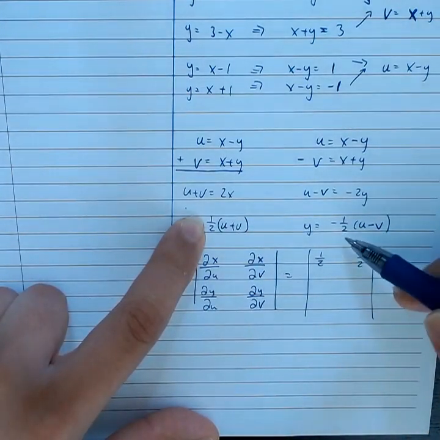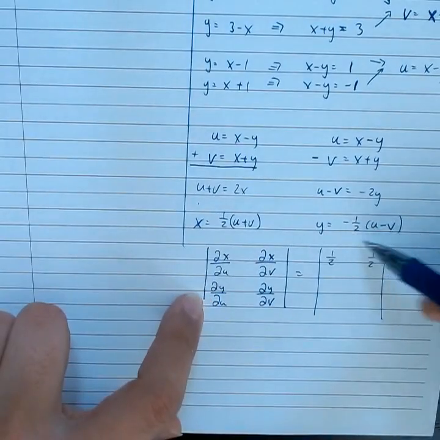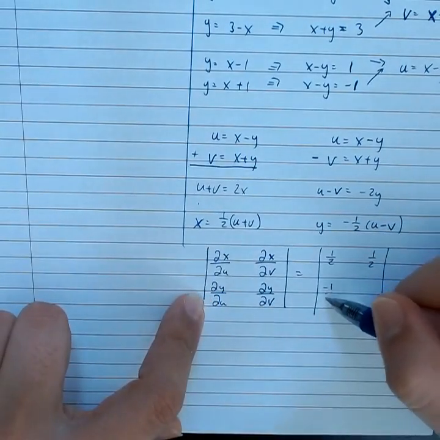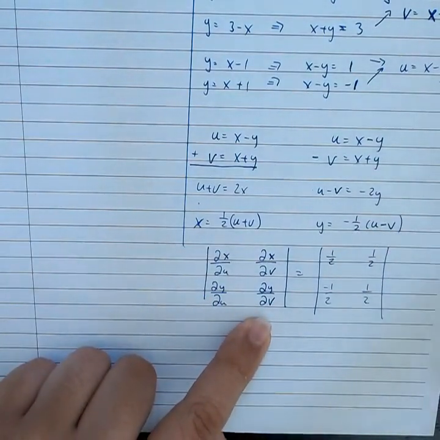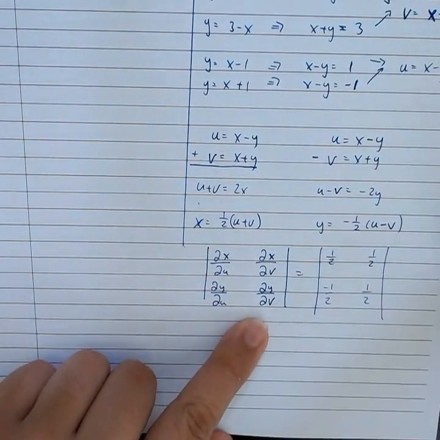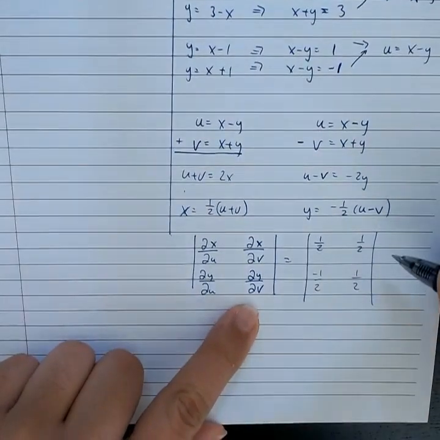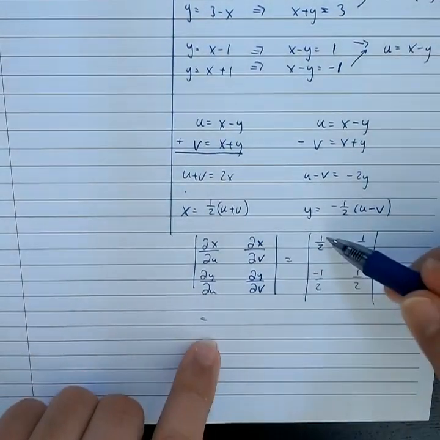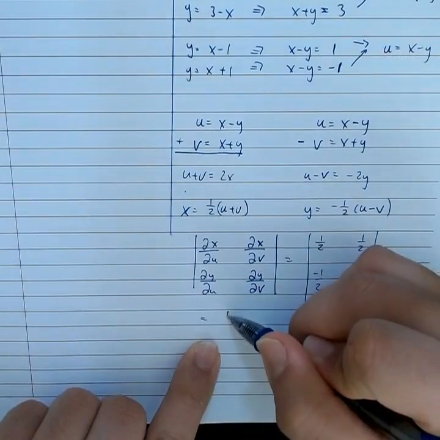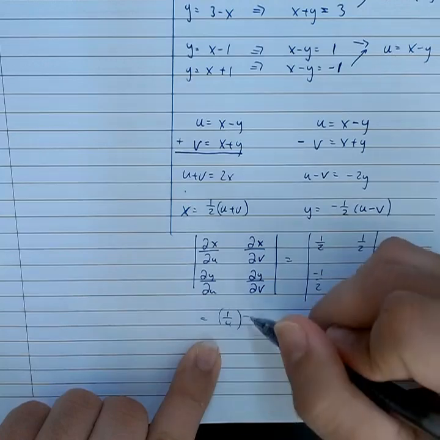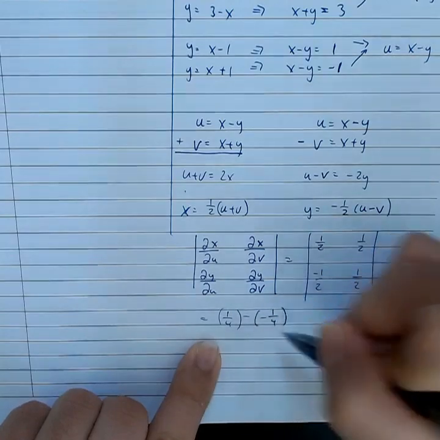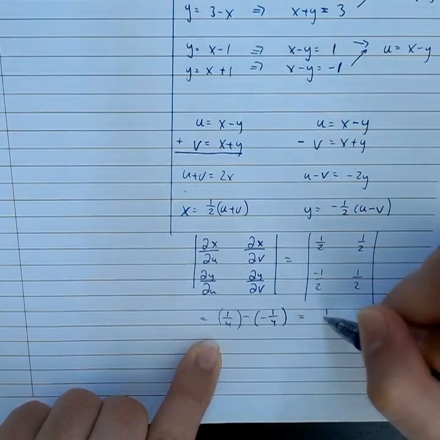If we take the partial of y with respect to u, we're going to get negative 1/2. And if we take the partial with respect to v, we're going to get positive 1/2. All right, so that one's nice. So here, that's going to give us 1/2 times 1/2 is 1/4, minus 1/2 times negative 1/2, that's negative 1/4, and 1/4 minus a negative 1/4 is 1/2.